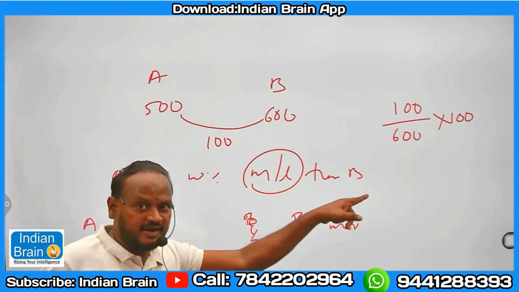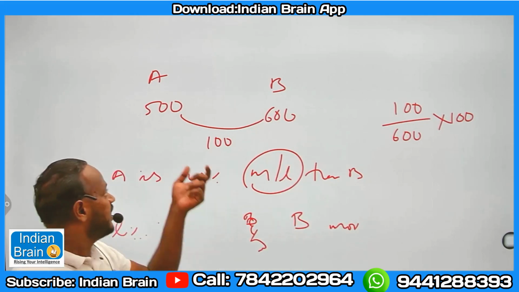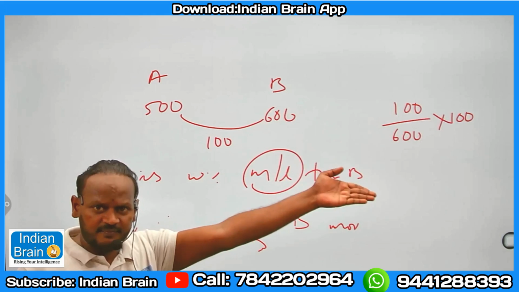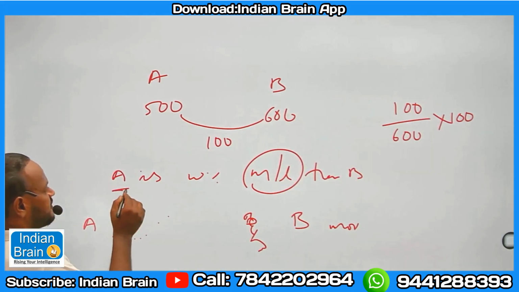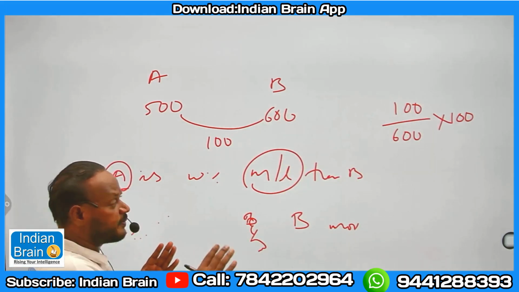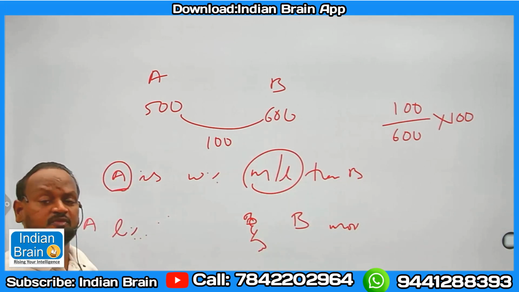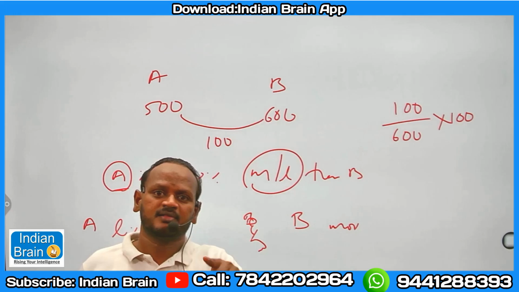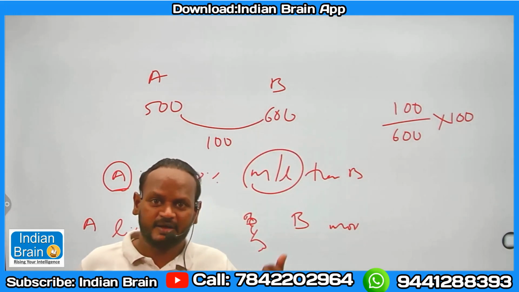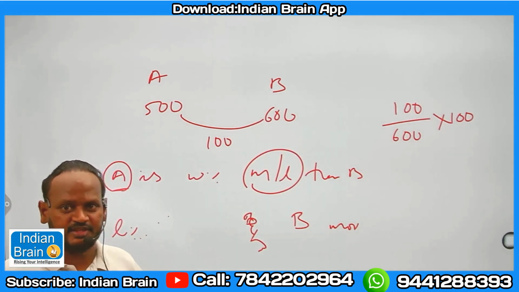More or less than B, right? Than B. A has less when you compare to B. The difference value should be compared on the opposite person. Then what about "A is what percent of B"? That is directly A by B into 100, right? But in this case, we need to check the difference. That's it. Nothing more.